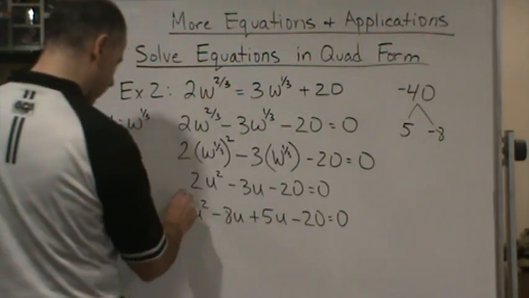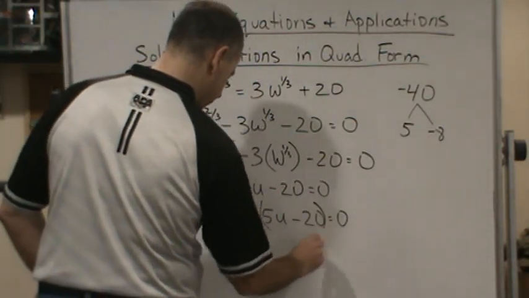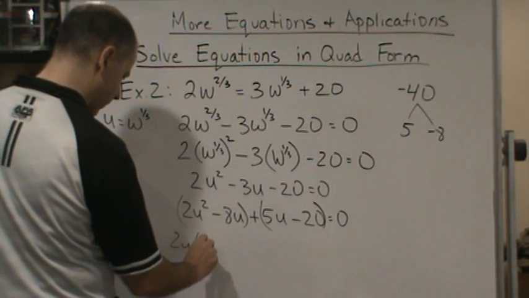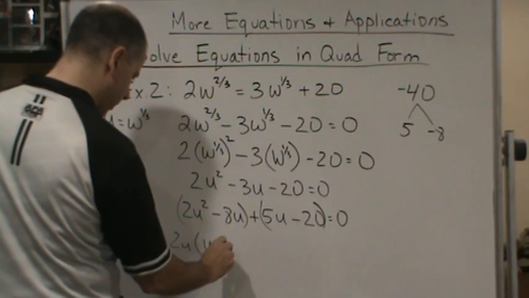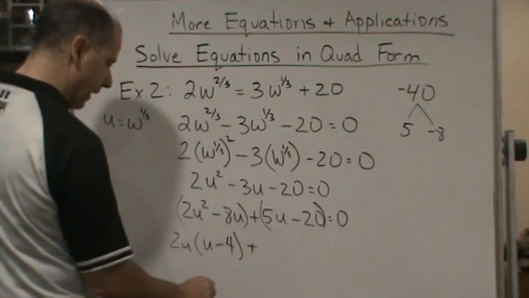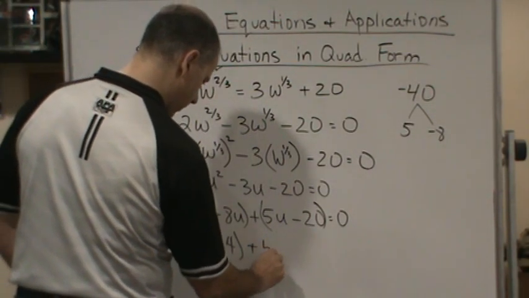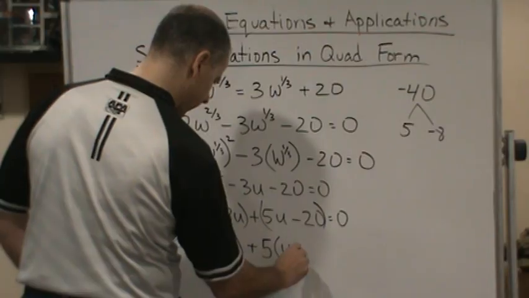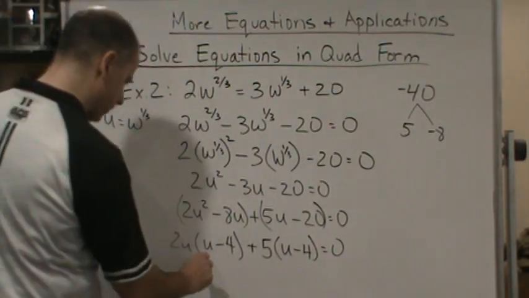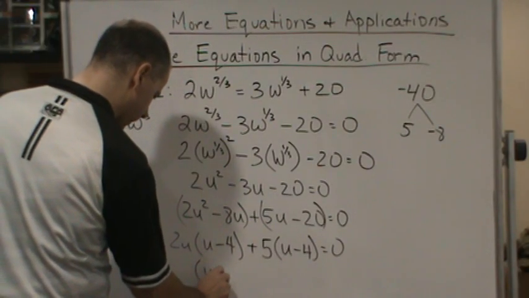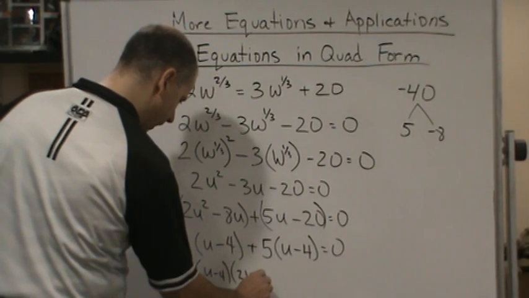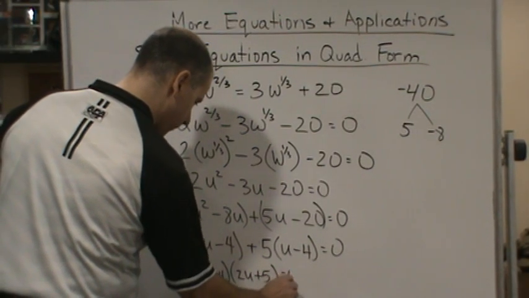Okay, so now we're going to group them. So here I'm going to get a 2u factored out. So that's going to leave me with a u minus 4. And then I'm going to factor out a 5 here. So that's going to give me 5 times the quantity u minus 4. And again, I can factor out the u minus 4. So u minus 4 times 2u plus 5 equals 0.